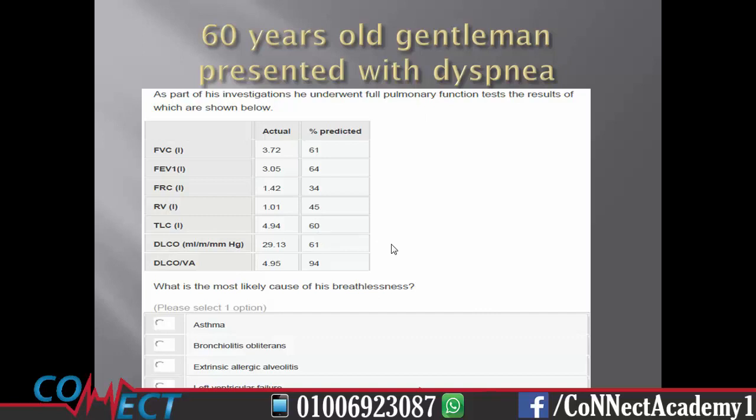The cause of restrictive pattern may be pulmonary or extrapulmonary. The diffusion capacity is decreased from the predicted, and when we correct it to the alveolar volume, which is the KCO, meaning the diffusion coefficient, it reaches 94%. So here we are talking about an extrapulmonary restrictive pattern, and the only cause here is obesity. So the answer of this question is obesity. And thank you.